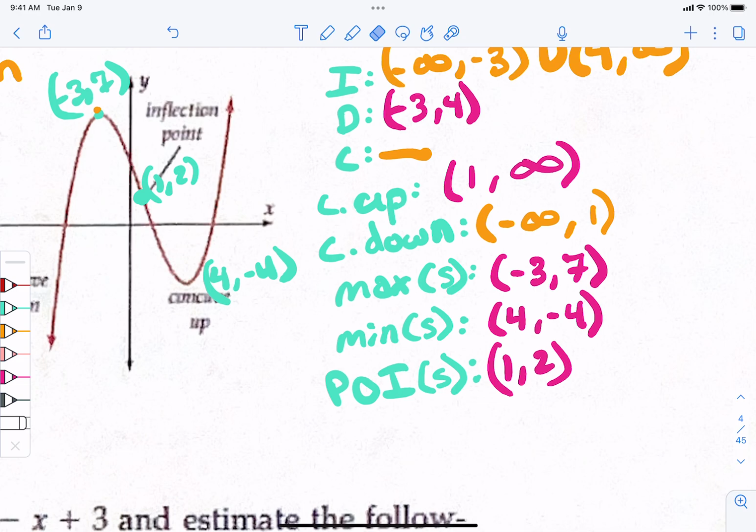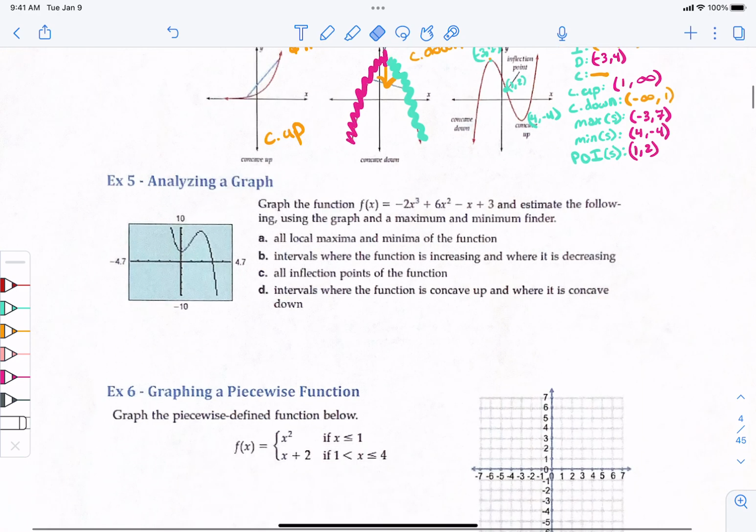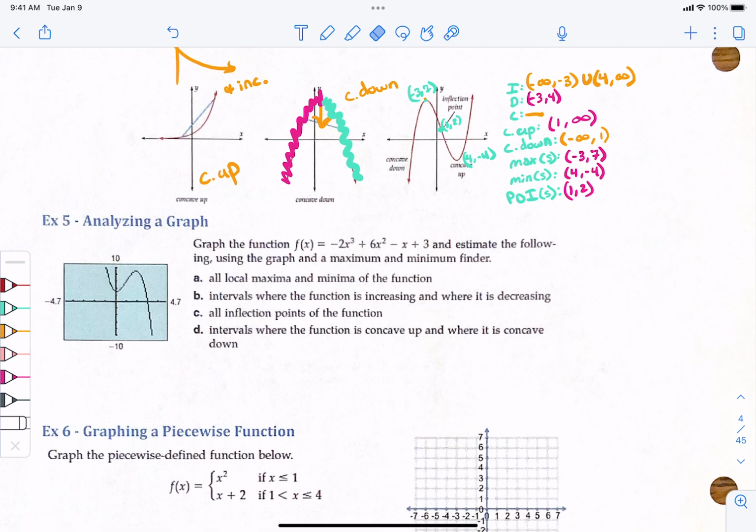Okay. So this is all of the stuff, yeah? So we're done. We'll analyze example 5 tomorrow. Okay. Goodbye.